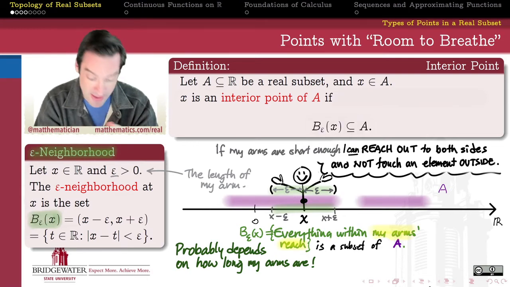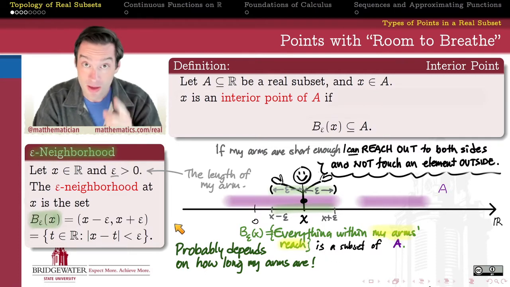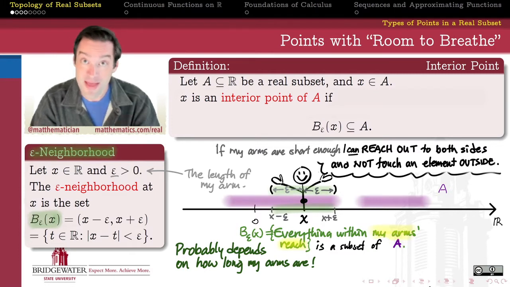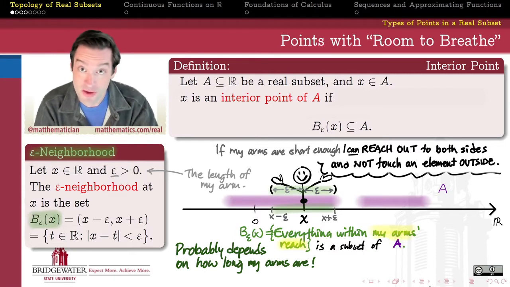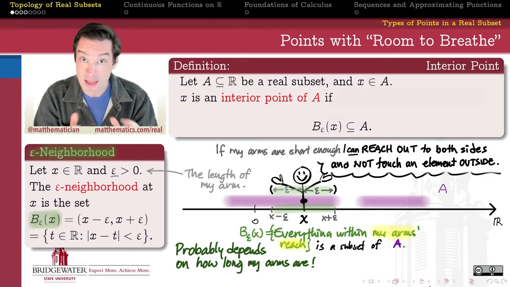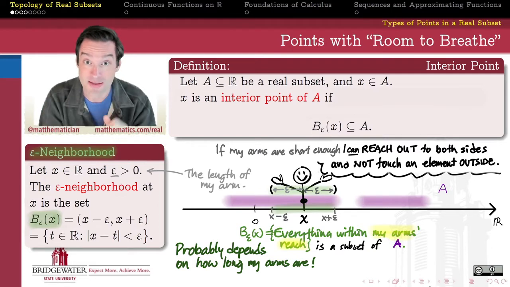So to make this mathematical, we'll just say that what we need here is everything within my arm's reach, in other words, the epsilon neighborhood at x, to be a subset of A. That's the power of this definition. This definition just says I am an interior point if I have an epsilon ball, even if it's a really, really small one, as long as there's some positive radius epsilon ball centered at me, which entirely resides, is a subset of A.